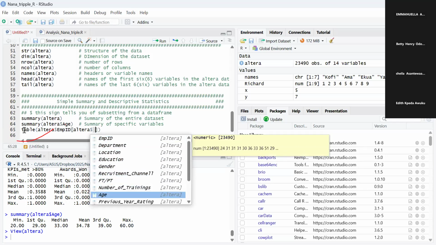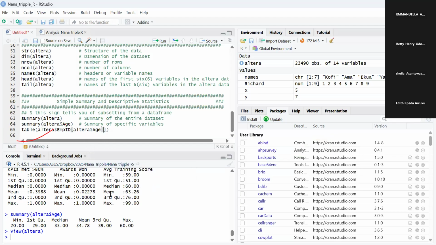What is the age? Where is my age? I didn't type the age. Well, people whose age is equal to 60? Let me make it greater than, so that I can capture everybody. Greater than or equal to, what's my equal sign? 59. Let's see what we get.